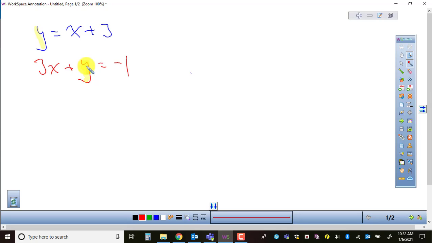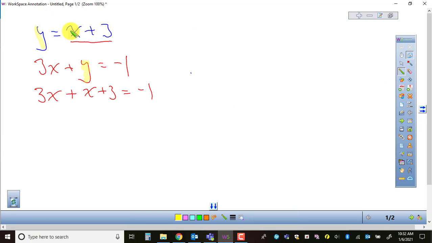So let's do that. Let's rewrite my second equation. But again, instead of putting y here, I'm going to replace it with x plus 3. And I can do that because y and x plus 3 are equivalent. They're the same thing. So I took out my y, replaced it with x plus 3. Now I have an equation that only contains one variable. And now I can solve this equation for x.